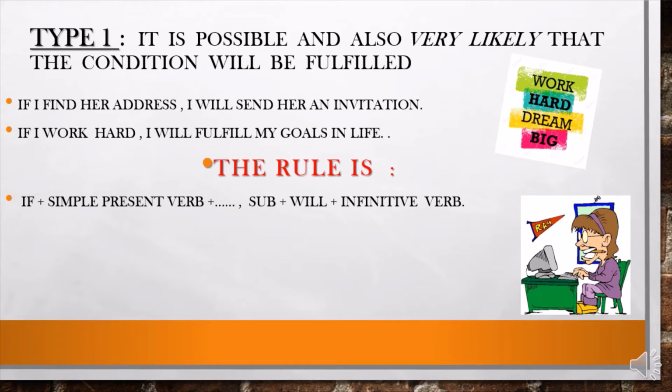Now notice here in the first part we used if plus the subject, and the verb here should be simple present, okay. In the second part we use of course the subject, followed by will plus the infinitive verb or the base form of the verb. Now here you have to keep in mind that I didn't add s to the verb work because I is a singular pronoun. But in case you change the pronoun and you use he, she, or it, you have to add s to the simple present verb.